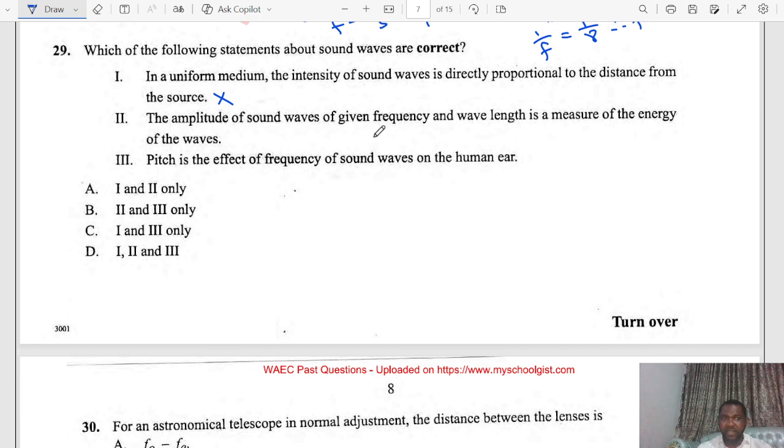The amplitude of sound wave of a given frequency and wavelength is a measure of the energy of the wave. Yeah, this is correct. Pitch is the effect of frequency of sound waves on the human ear. Yeah, pitch is actually affected by frequency. So the answer is I, and I only, which is A. So please, intensity is not directly proportional to distance. It is actually inversely proportional. The longer the distance, the lower the intensity.